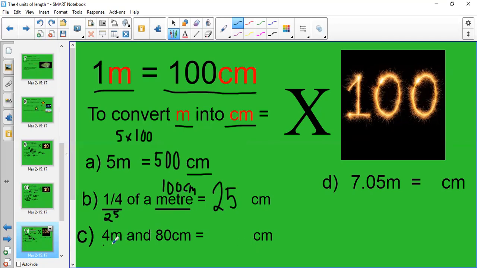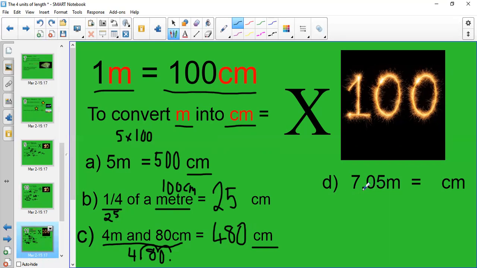If you see 4 meters and 80 centimeters, again, it's the same as saying 4.8. You could put it as 4.80, okay? 4.80. And then I need to convert this into centimeters. So I need to multiply 4.8 by 100. So if I move my decimal point forward to the right by 2 places, 1, 2, my decimal point ends up here, I have 480 centimeters. So I hope that makes sense.